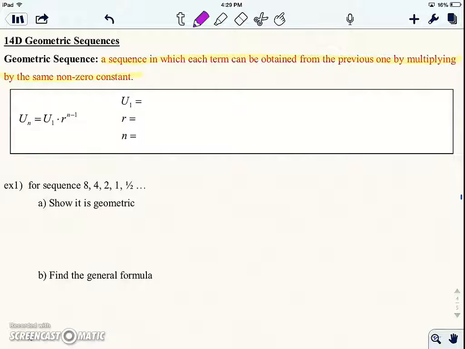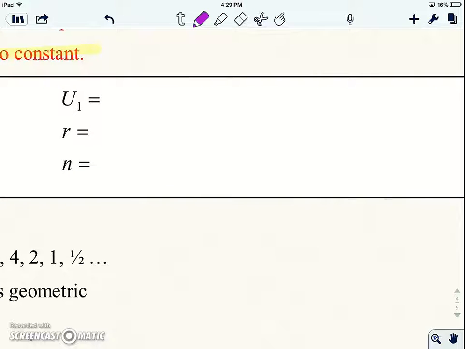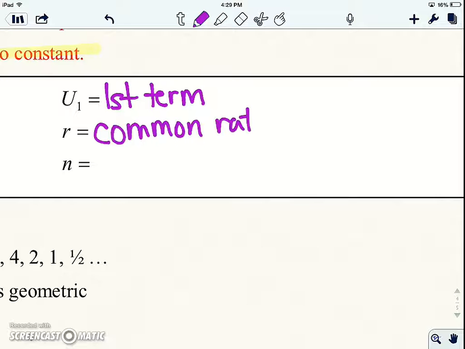where u sub 1 is the first term, r is the common ratio, and n is the number of the term.